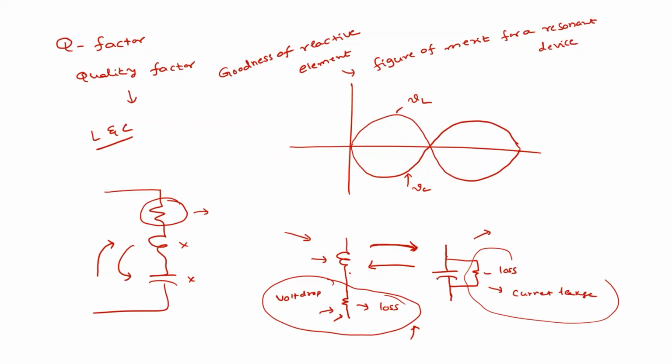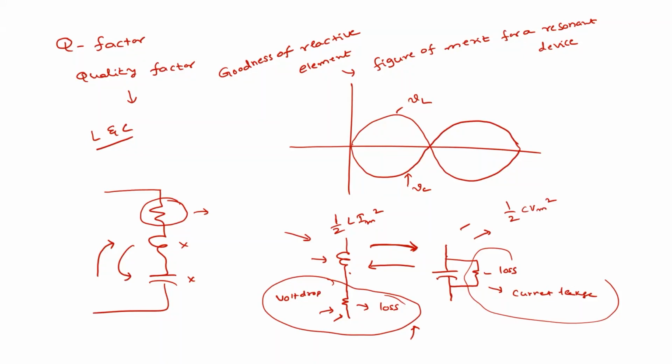The idea is simple. Suppose you have some energy, for example 1000. What is the energy stored in an inductor? It is half L Im square, the maximum energy stored in the inductor. Similarly, the maximum energy stored in the capacitor is half C Vm square.